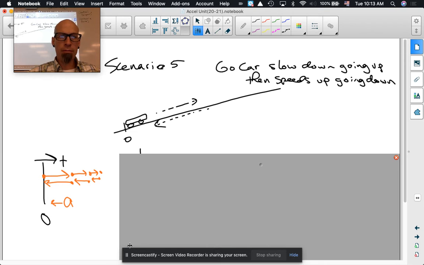The motion map. Starting at the 0 position, moving in the positive direction, getting slower as it goes. It finally stops at the top, and then it speeds up, going back down the track, back to the 0 position. So it's going up the track, slowing down, coming down the track, speeding up. That's what this shows.